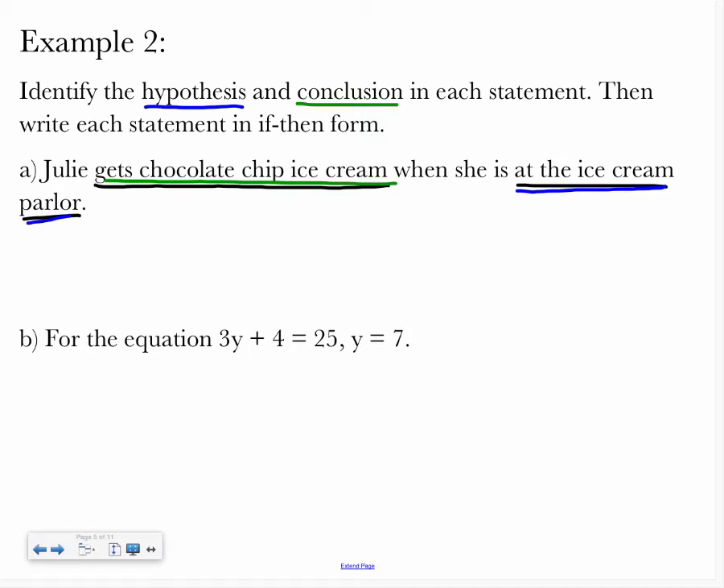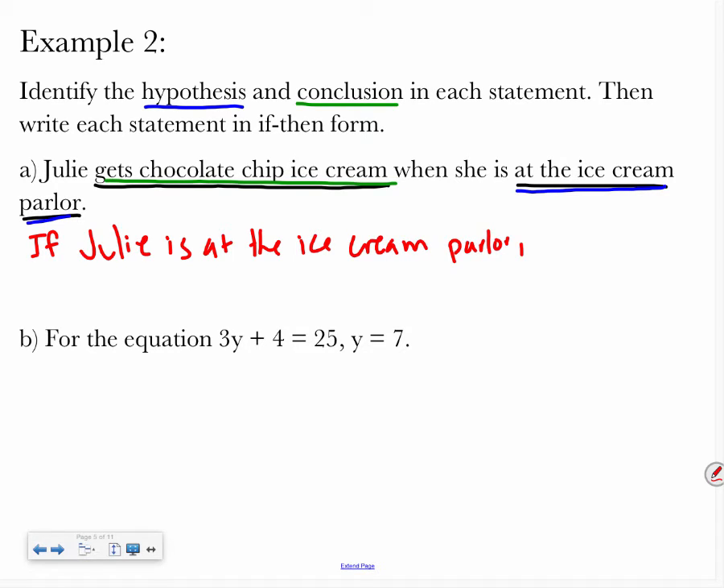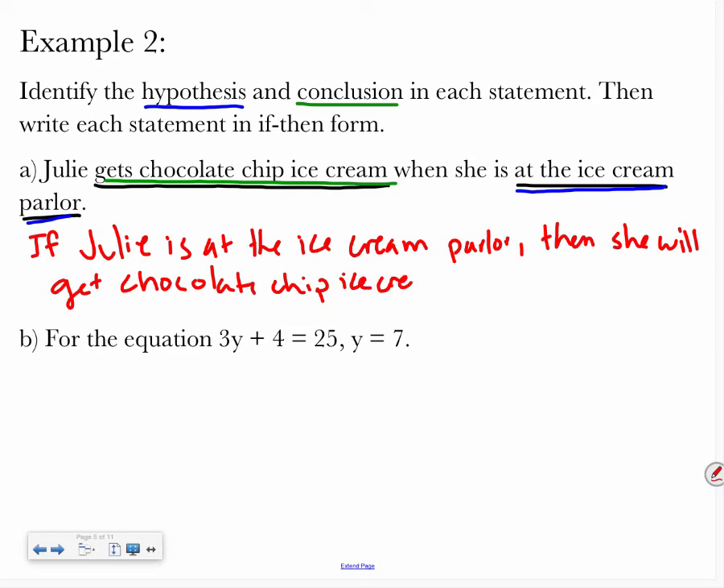So now let's rewrite this statement in if-then form. So we'd say, if, because we always start with an if, Julie is at the ice cream parlor, then she will get chocolate chip ice cream. And I am done. Now let's look at the next one.